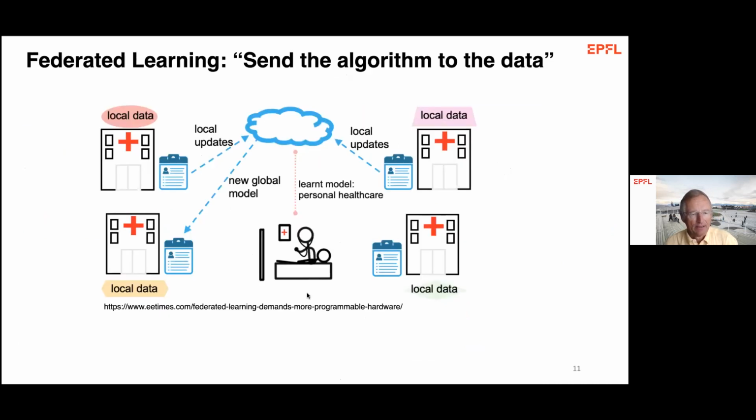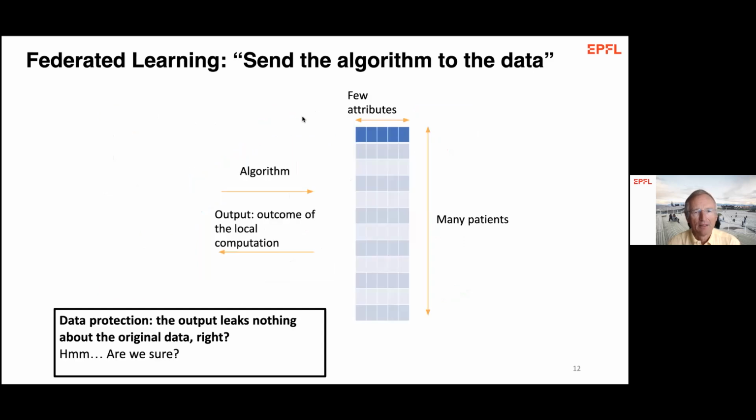So this is a summary of what I just mentioned, for federated learning, where they send the algorithm to the data. For example, here you have multiple institutions, and each institution provides local updates, and then there is someone who is making use of the model as it is computed and elaborated globally. Now, very often there is this misconception that sending the algorithm to the data is enough in terms of data protection, because the output allegedly leaks nothing about the original data.